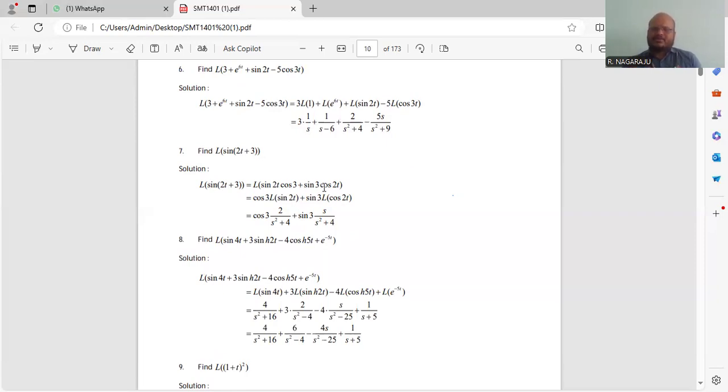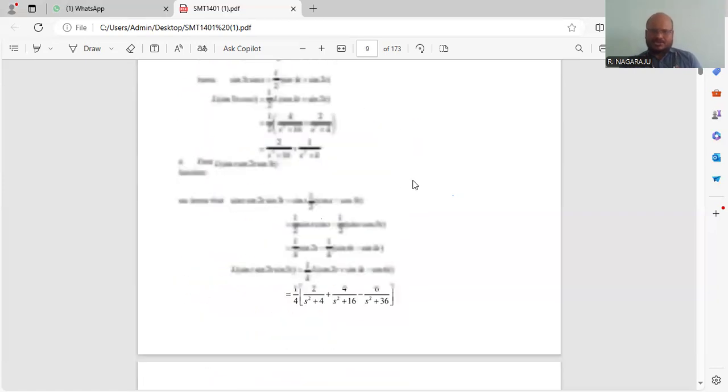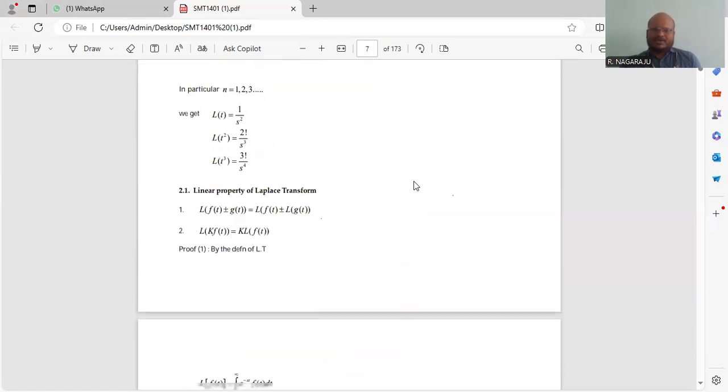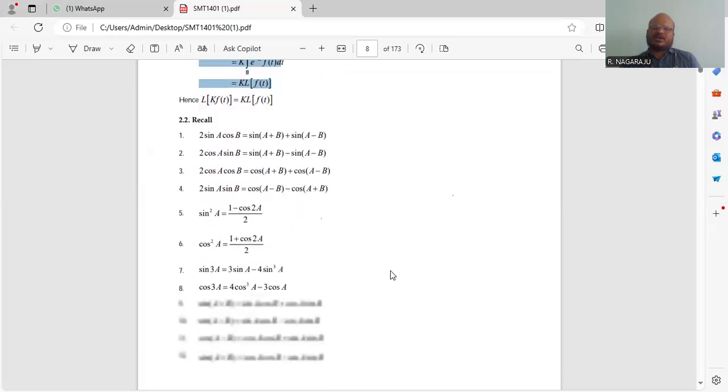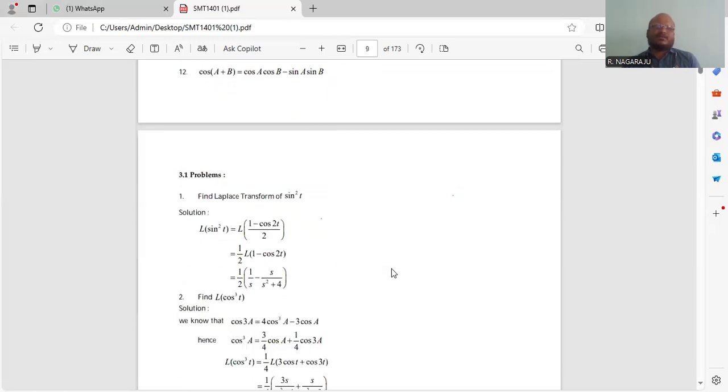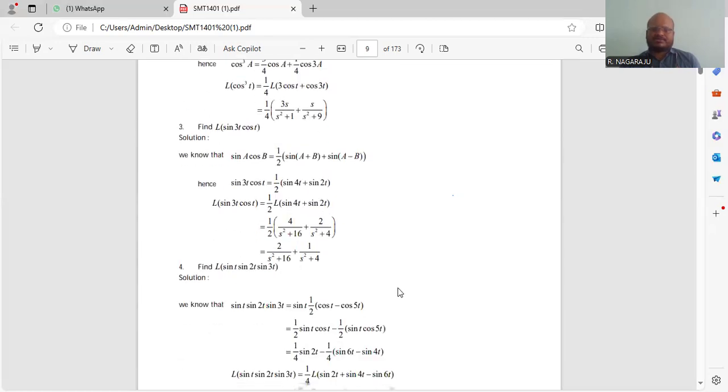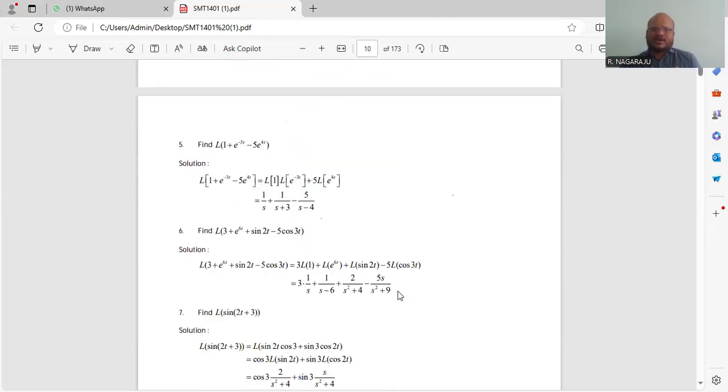In the second linear property, I will show you the second linear property. If k is a constant, k into L of f of t: you take k outside, because for the constant we can't apply any Laplace transformation. So k into whatever the L of f of t.